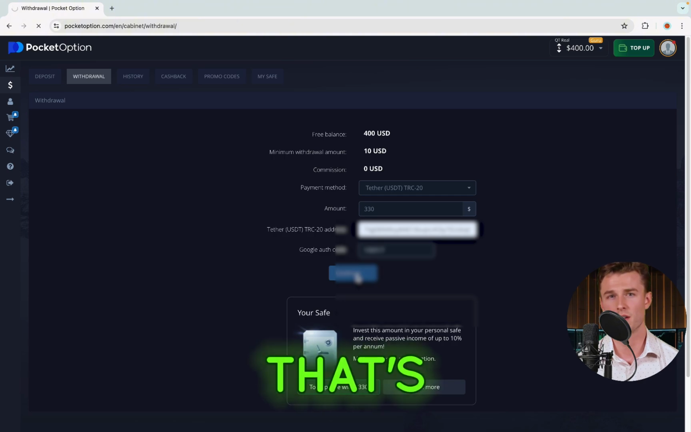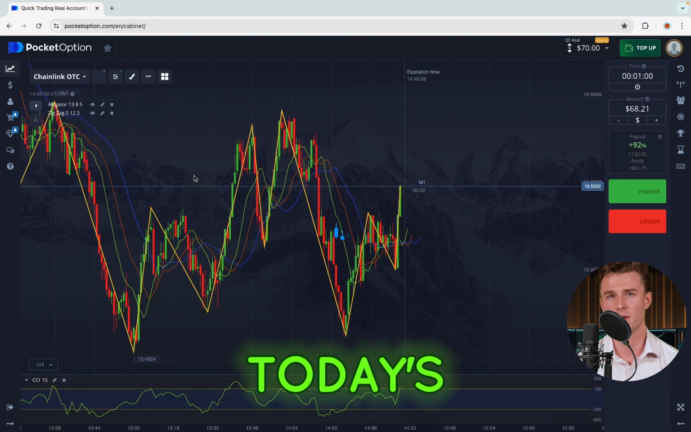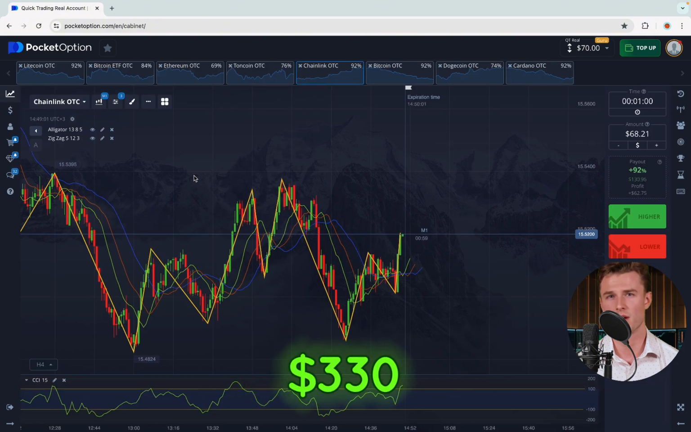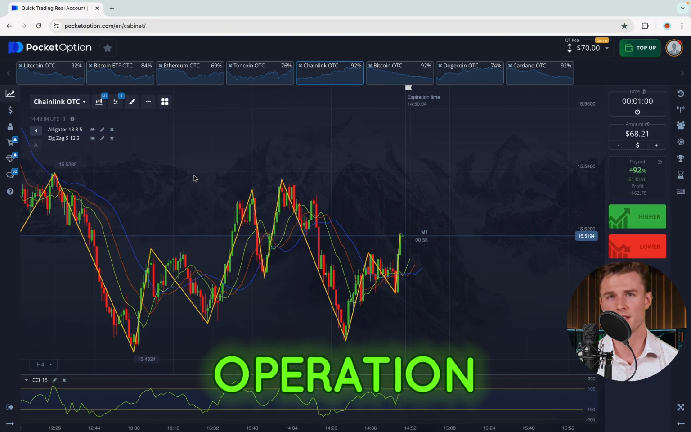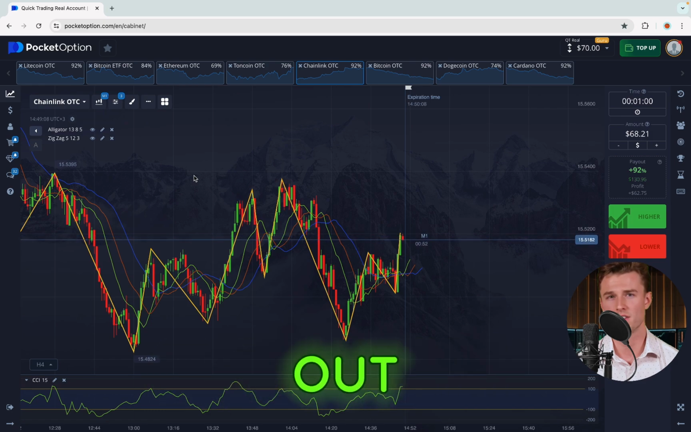And that's it. That's probably all. Let's fix today's profit and move to the conclusion. The amount of today's profit will be $330. The withdrawal operation is successfully executed. This is how trading today turned out with the use of this bunch of indicators.